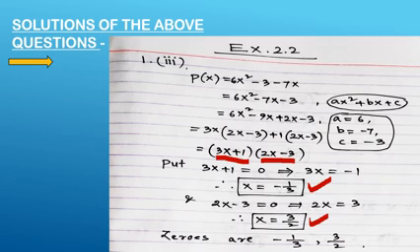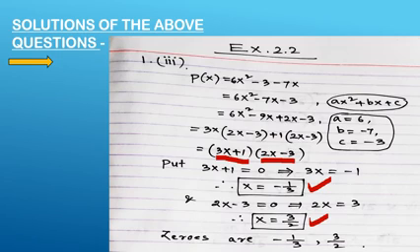To write the standard form, we have to interchange the second and the third term. So in this next step, I have written here 6x square minus 7x minus 3. It is in the form of ax square plus bx plus c. And when we compare the given polynomial with the general quadratic polynomial, we see that a is equal to 6, b is equal to minus 7, and c is equal to minus 3.